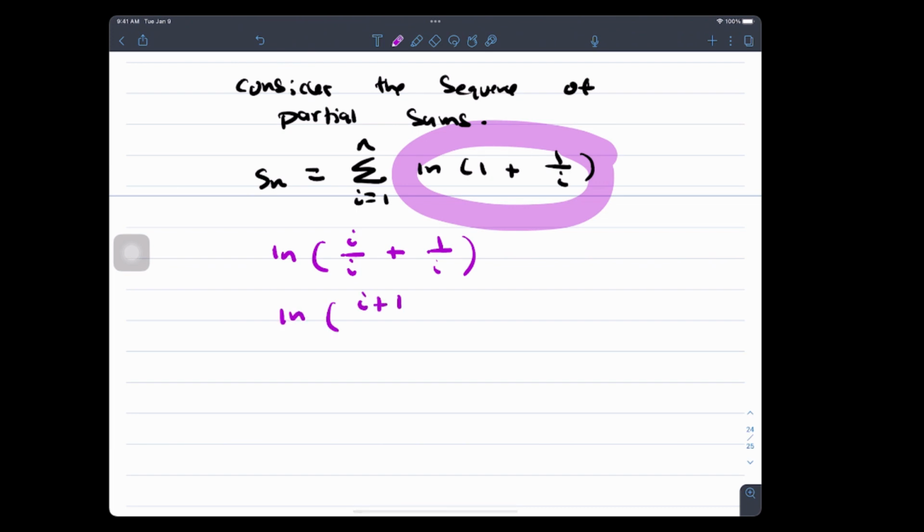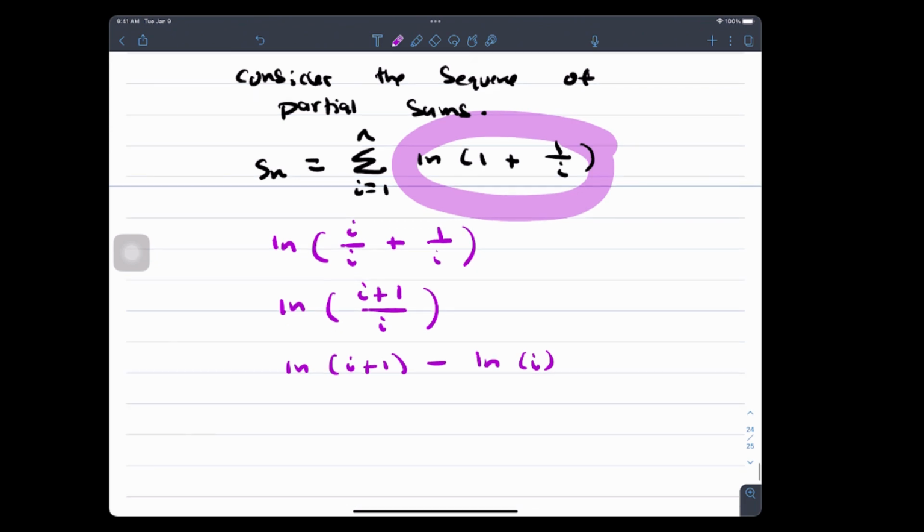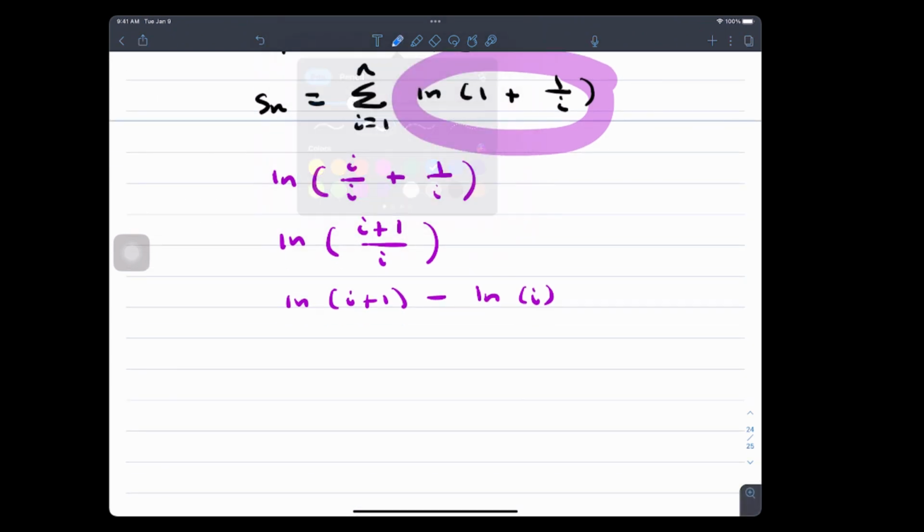So that's (i+1)/i. Natural log of i plus 1 minus the natural log of what? i. So this is by properties of, it's called the quotient rule. Right? It's a quotient rule. So Sn is the sum from 1 to n of natural log of i plus 1 minus natural log of i.